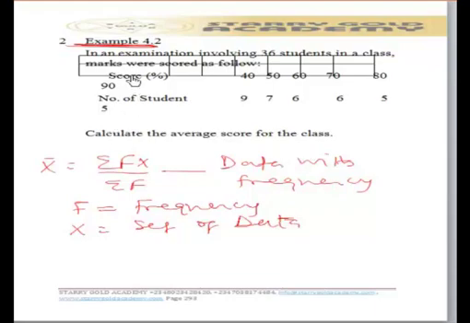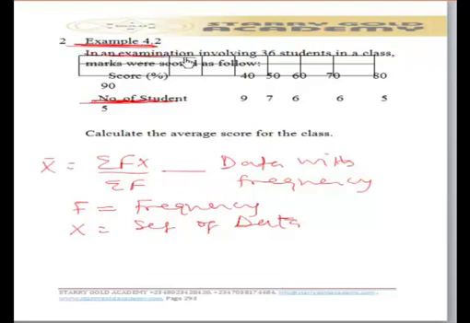So based on this question now, you can see that we have frequency. The number of students here represents frequency. So as a matter of fact, we are not going to deal with it the way we have dealt with the previous example. Because it included frequency, the formula has changed to summation fx all over summation f. So let's look at this question.